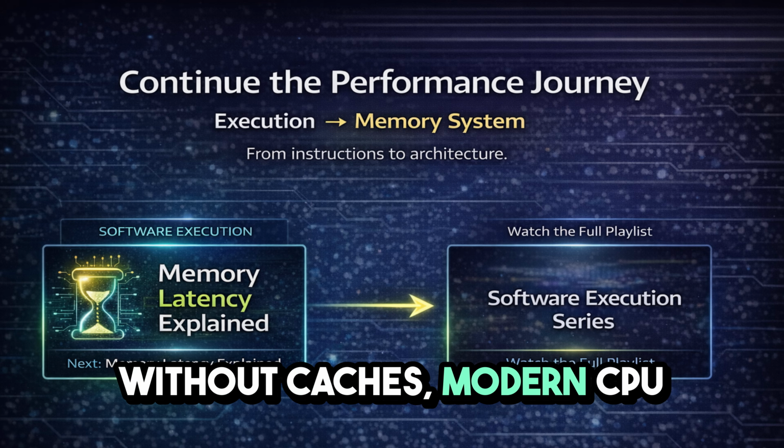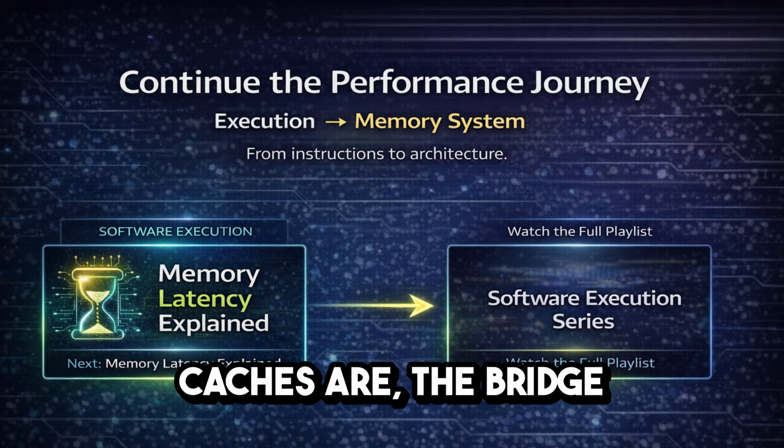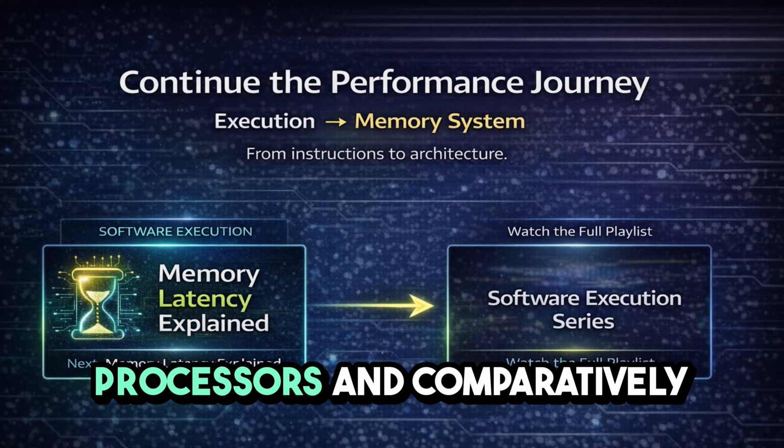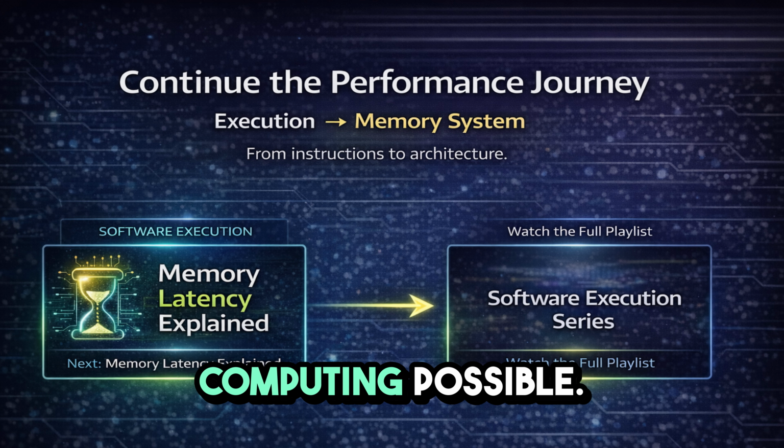Without caches, modern CPU performance would collapse under memory latency. Caches are the bridge between ultra-fast processors and comparatively slow main memory. They make high-performance computing possible.